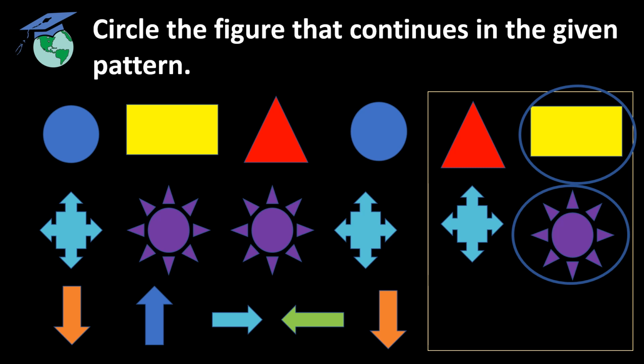Now the next question is the down arrow, the up arrow, the right arrow, the left arrow. This is a complete pattern. Now let us see what is going to repeat. The down arrow. After the down arrow, we have to choose what is going to come next. Is it the right arrow or the up arrow or the left arrow? Come on, let us see what was the sequence. The sequence was the down arrow, and after the down arrow is the up arrow. So we will circle the up arrow. Very good.